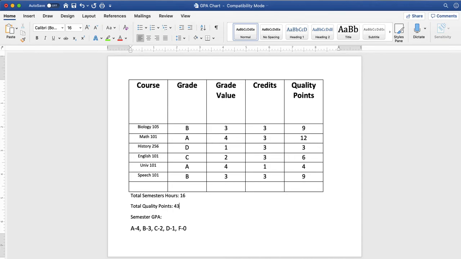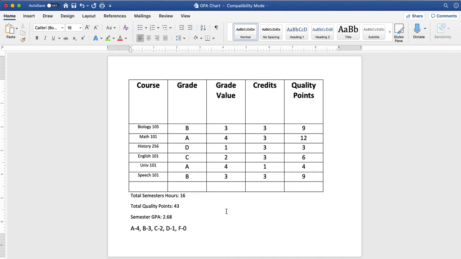43. So then I will divide 16 by 43, which will give my semester GPA as a 2.68 GPA for the semester. Okay, now straight A's will always be a 4.0, straight B's will always be a 3.0, straight C's will always be a 2.0, straight D's will always be a 1.0, and straight F's will always be a 0.0.